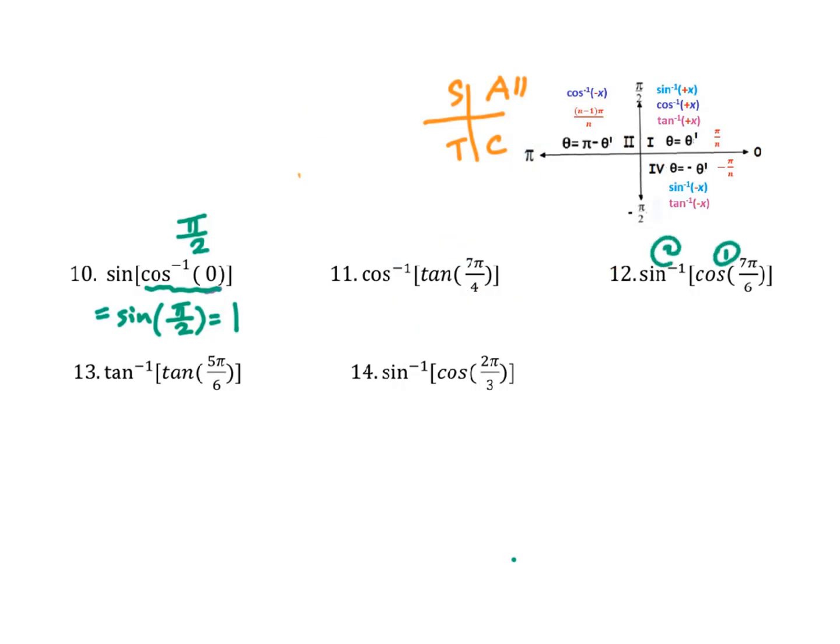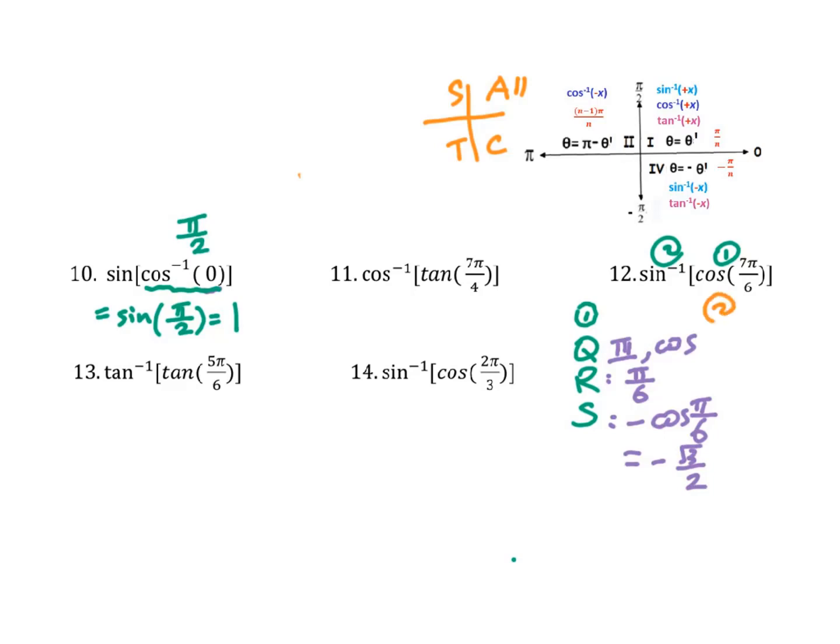First step, second step. For first step, we have QRS. 7 pi over 6, that's the third quadrant. Reference angle is pi over 6. Cosine in the third quadrant, that's negative. Cosine pi over 6. So we got negative square root of 3 over 2.